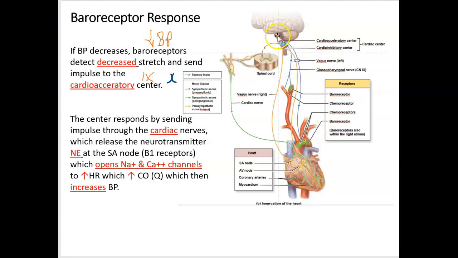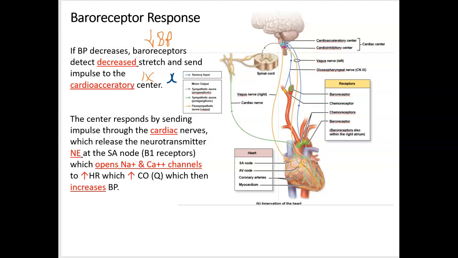So the input comes up. Now the cardiac center needs to respond. The information is going to go to the cardioacceleratory center, because remember, my blood pressure has fallen, it's too low. So if my blood pressure is low, I need to bring it up again. So now the cardiac acceleratory center responds.